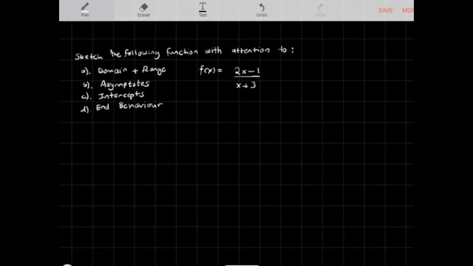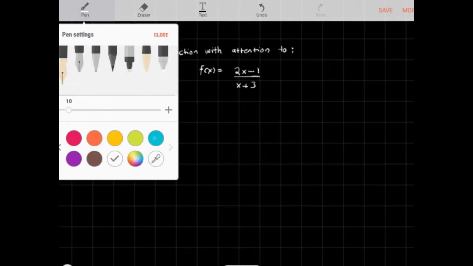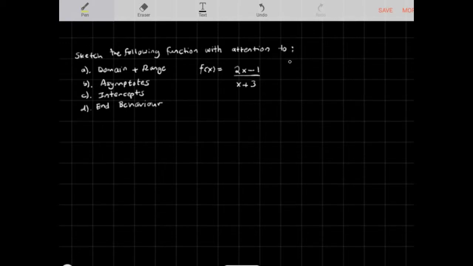Alright, let's take a look at sketching a rational function where the numerator and the denominator have the same degree. So we're basically looking at a rational function in the form of f(x) = (ax^n + c) / (bx^n + d), where a and b are coefficients, and the degree of the numerator and the denominator are the same.